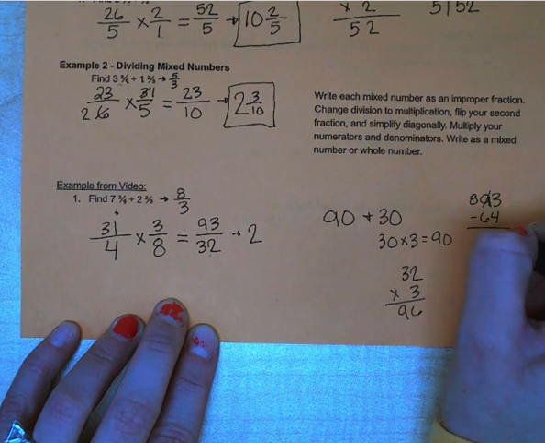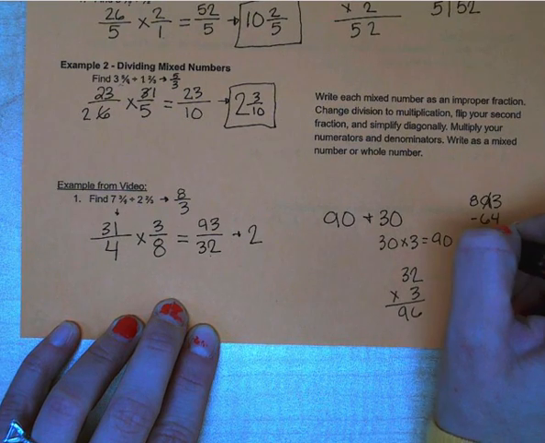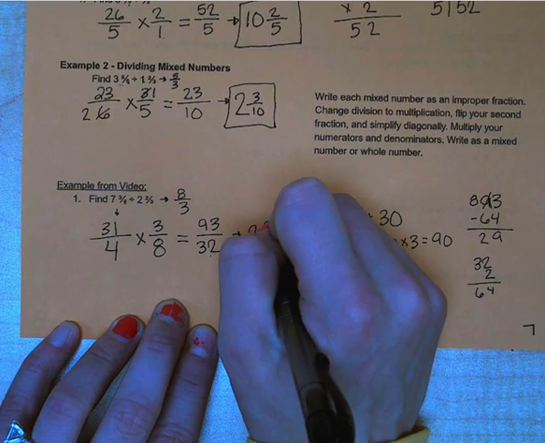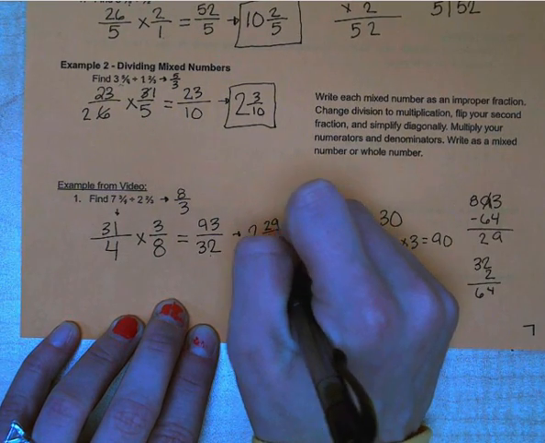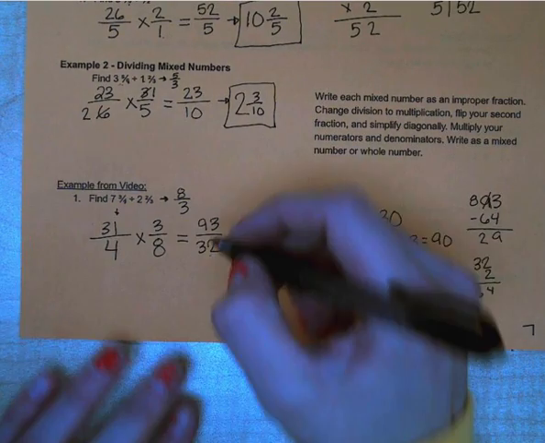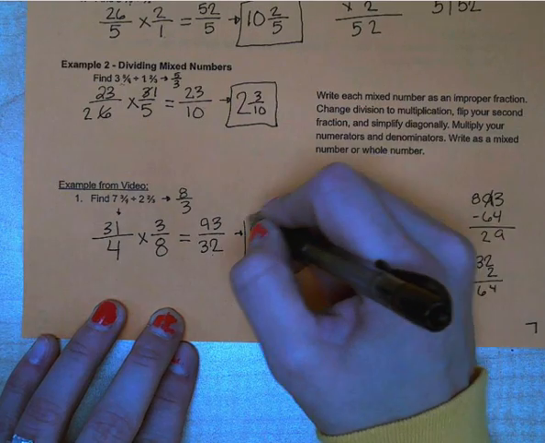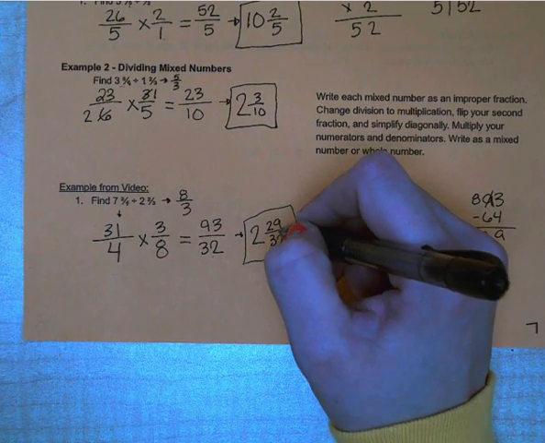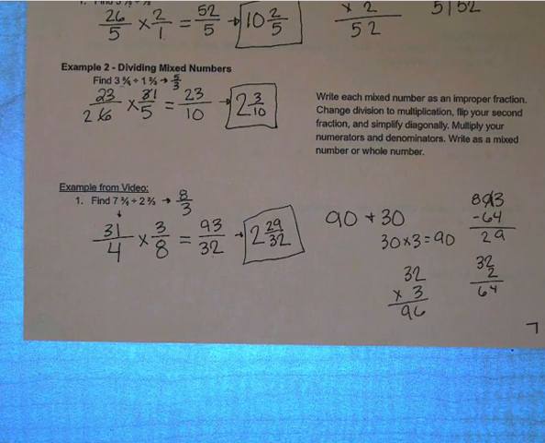So 13 minus 4 is 9. 8 minus 6 is 2. So we have 29 out of 32 left over. So our final answer would be 2 and 29 over 32. We know that we cannot simplify that because 29 and 32 do not have common factors.